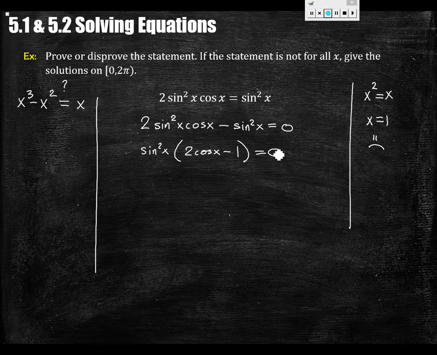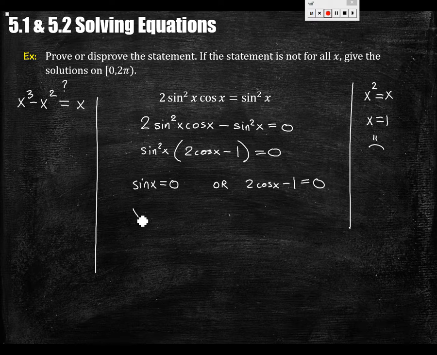Now it's clear that either sine needs to be 0, which you would have missed if you hadn't factored. You would have just had this equation, so you're going to miss these solutions. All right, so if sine is 0, we'll solve that. Or it could be true that 2 cosine x minus 1 is 0, right? Either one of those would definitely make this equation true if either one of those statements holds.